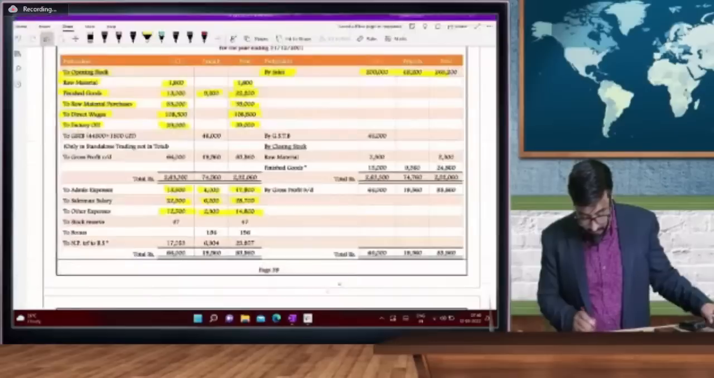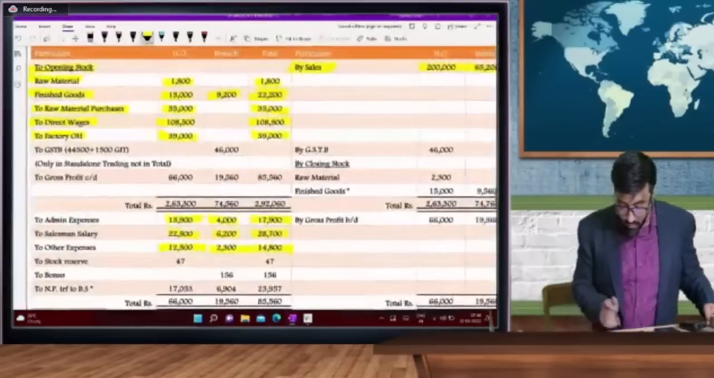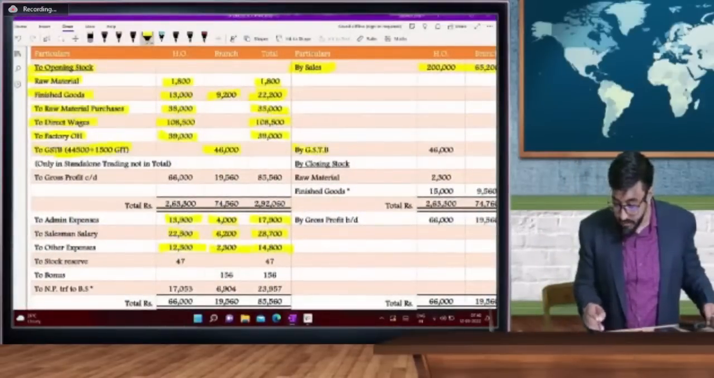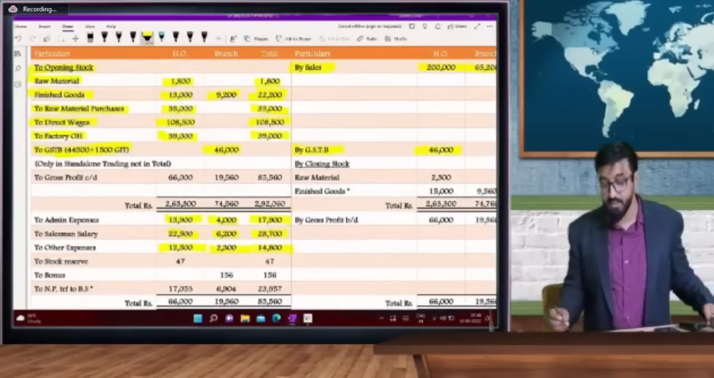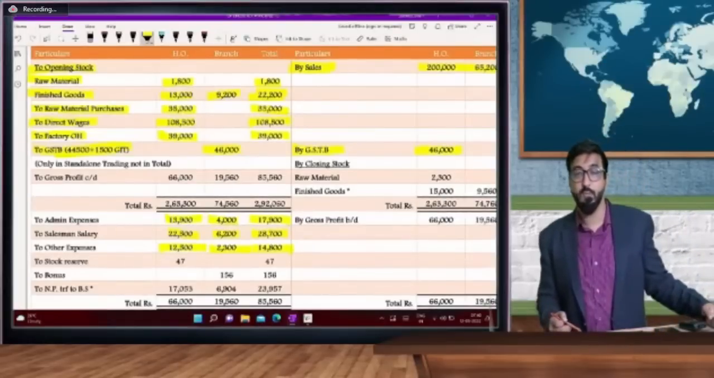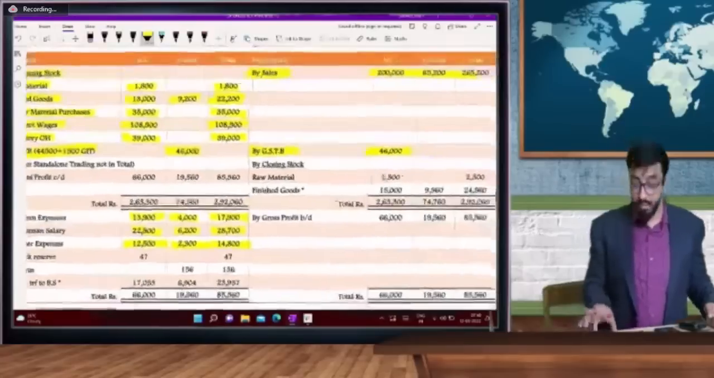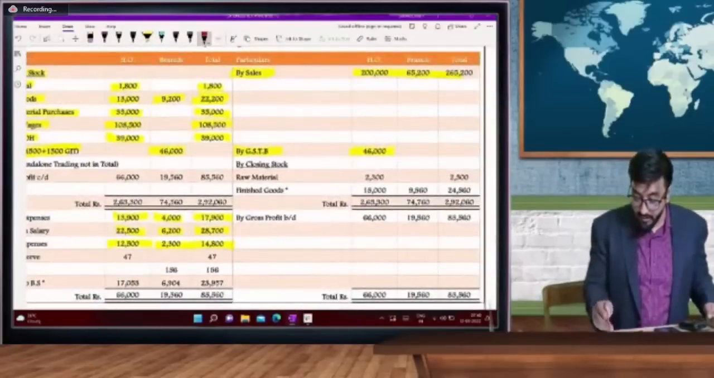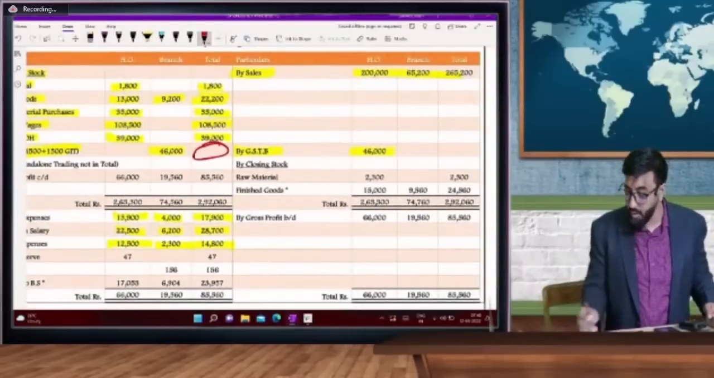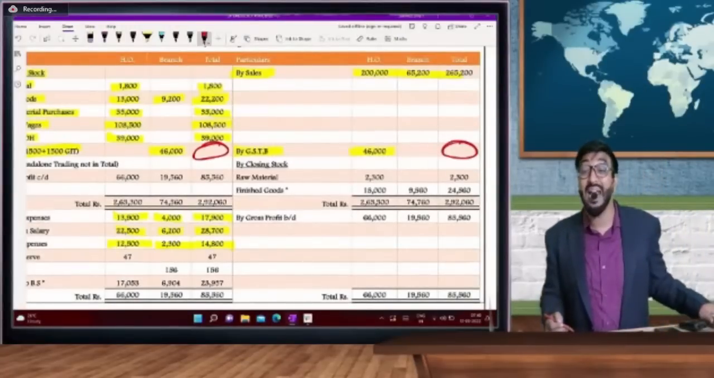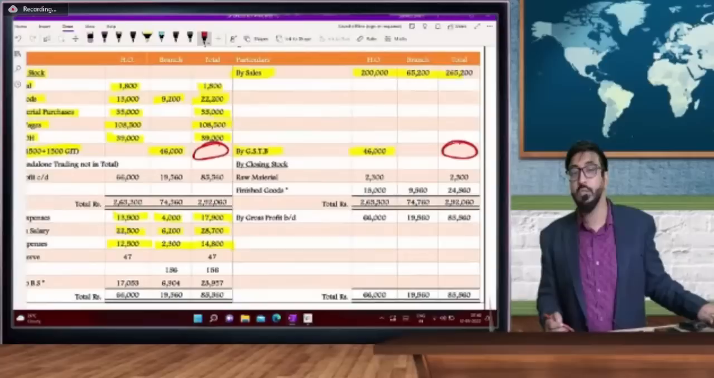44,500. So now you can check here. Branch is getting those goods. Head office is sending these goods. So 46,000, 46,000. Now everything, yes, don't write anything in total column, because when you prepare total column, these adjustments are getting eliminated. So goods sent to branch, we do not take it in the total column.